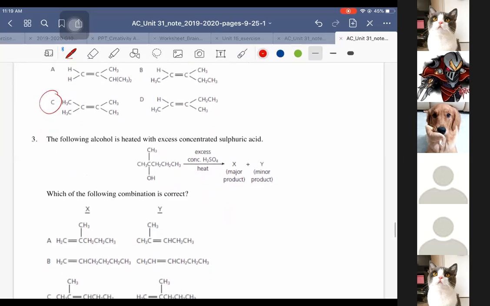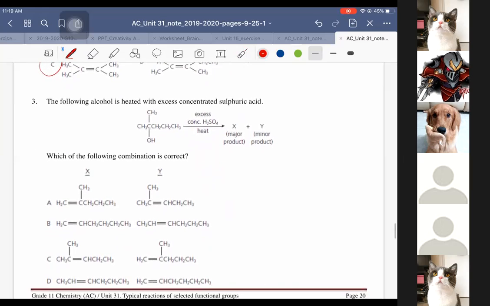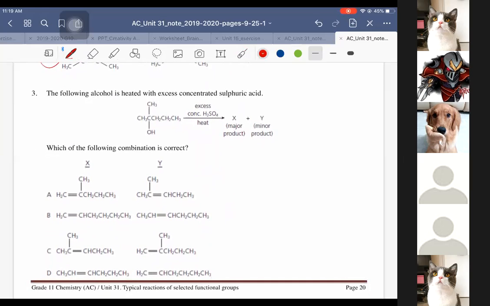Okay, then move on to the next one. The following alcohol is heated with excess concentrated sulfuric acid, and then it asks you to work out the Zaitsev product and also the Hofmann product. So, take a look at the structure here. The carbon in the middle, which one is it going to form the double bond with? You have two choices. These two look the same, or the other one highlighted with blue.